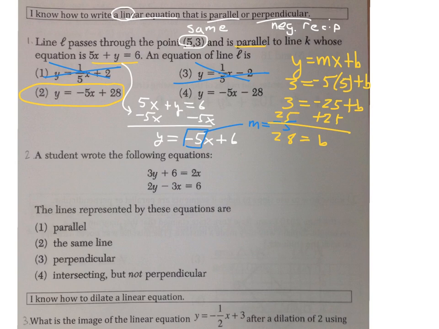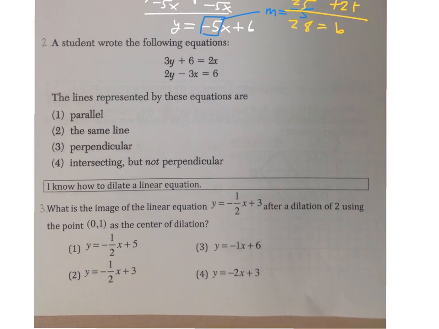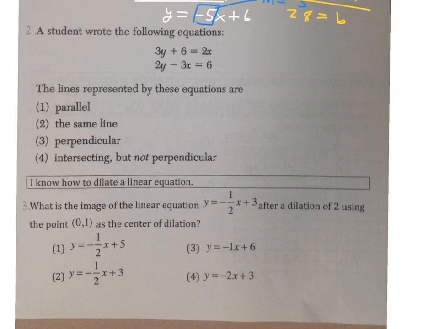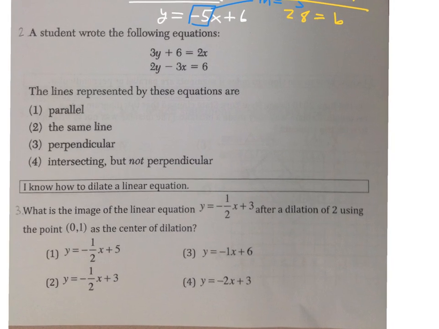Okay, going on to question number 2. A student wrote the following equations. Are they parallel, the same line, perpendicular, or just plain intersecting? So I wouldn't be able to really tell unless I solve each of these for y, get y by themselves. So I can start this one by subtracting 6 from both sides. And that gets me close to getting y by itself. And then divide everything by 3.